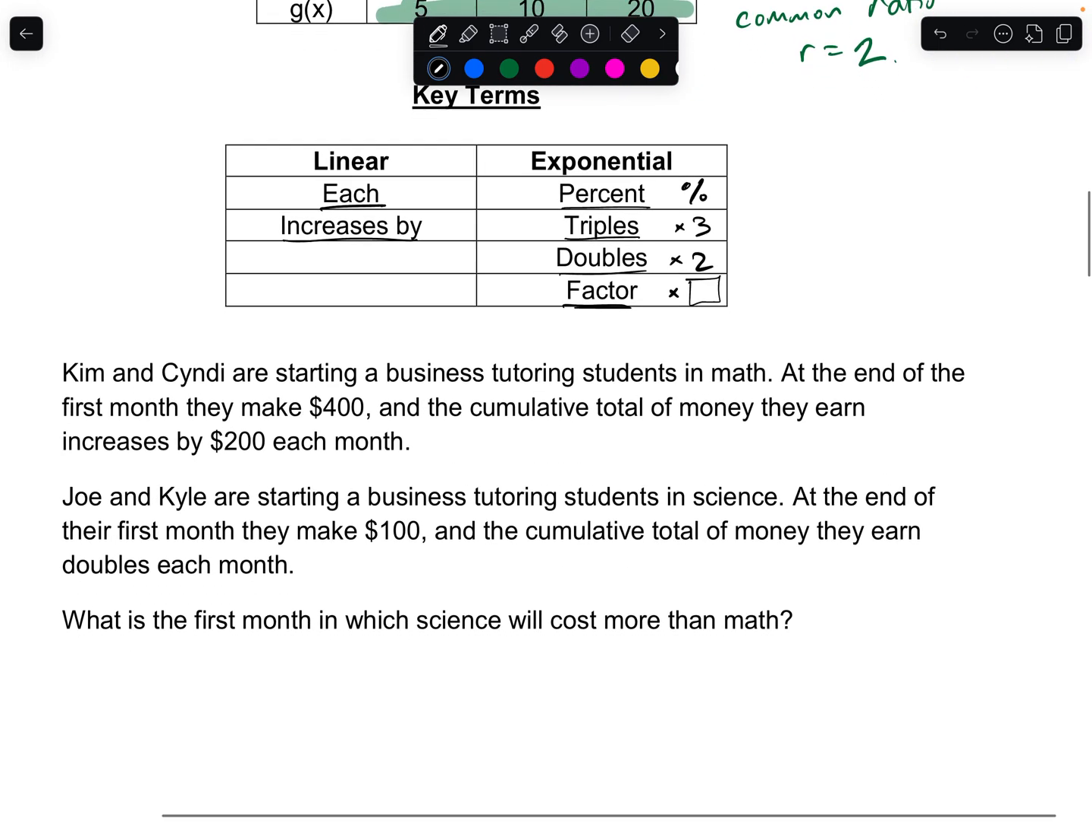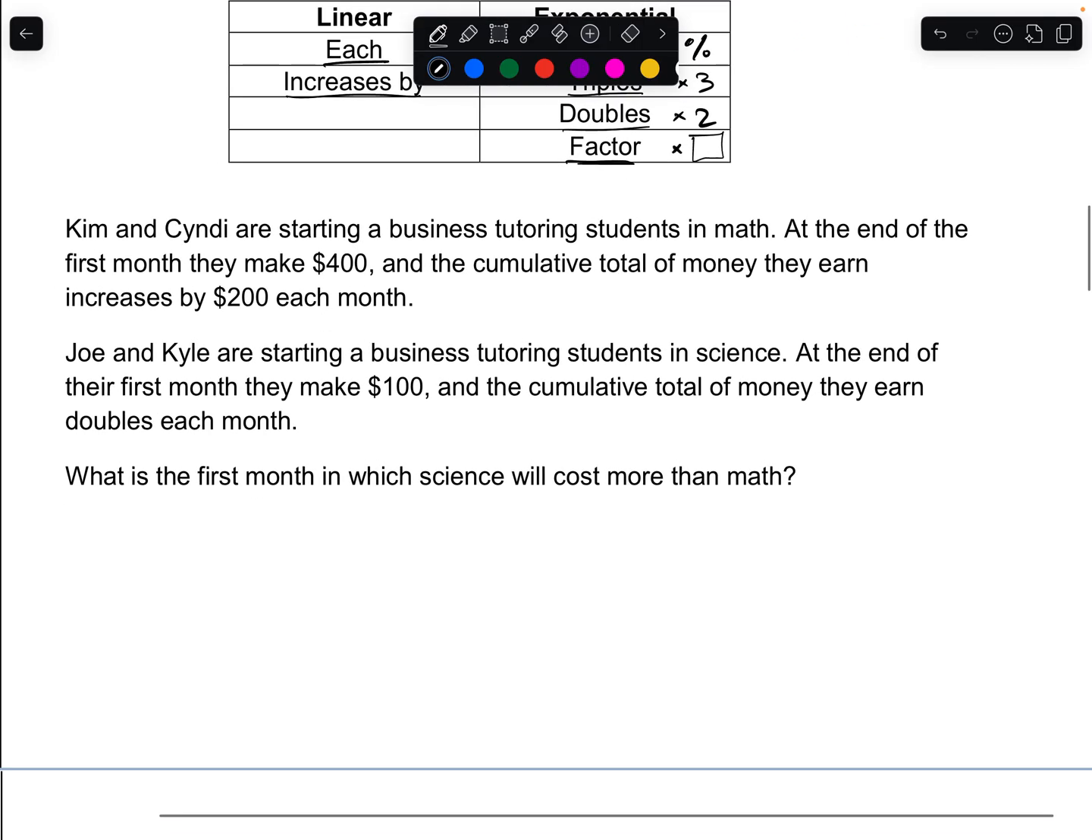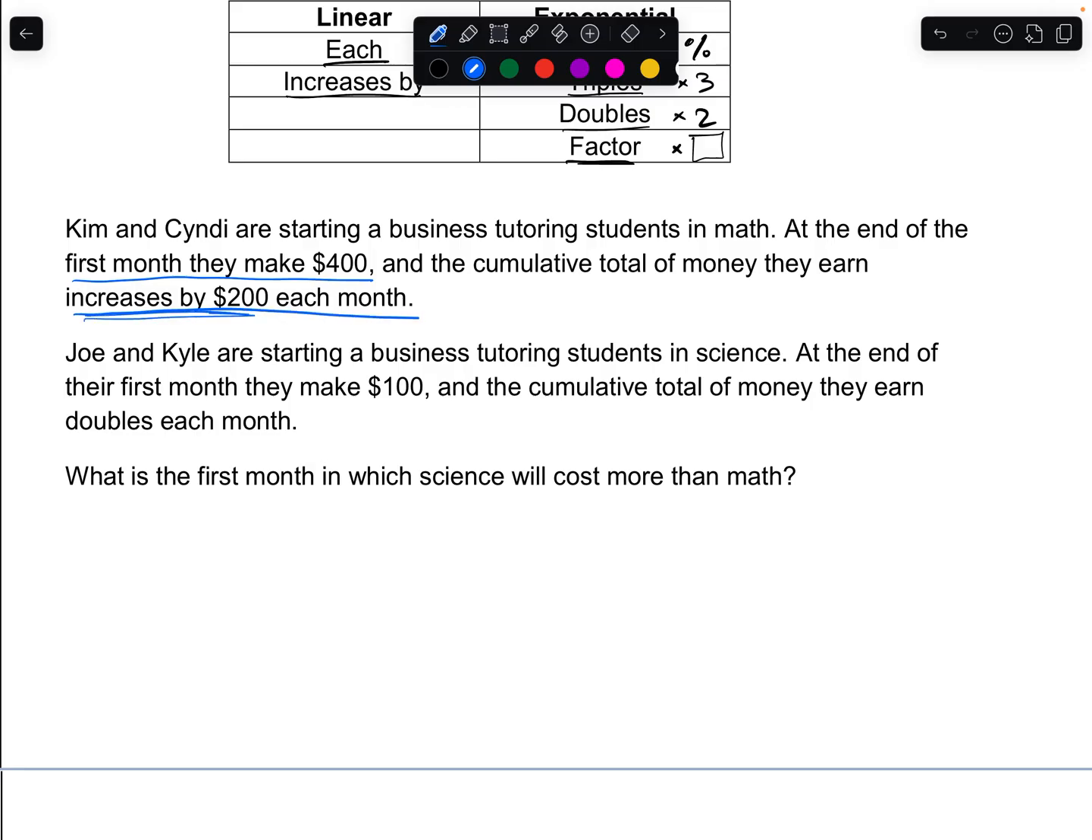Okay, so let's get right into it. We have a word problem. Kim and Cindy are starting a business tutoring students in math. At the end of the first month, they make $400, and the cumulative total of money they earn increases by $200 each month. So increases by $200 each month. You should be thinking, okay, this is linear. We're adding something to get from one term to the next.